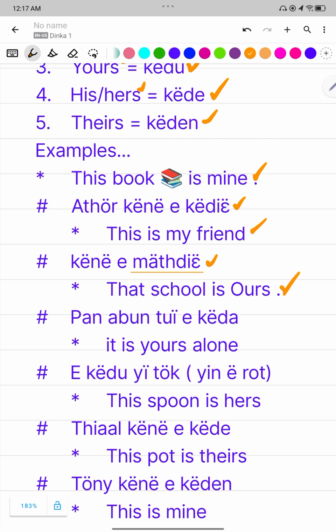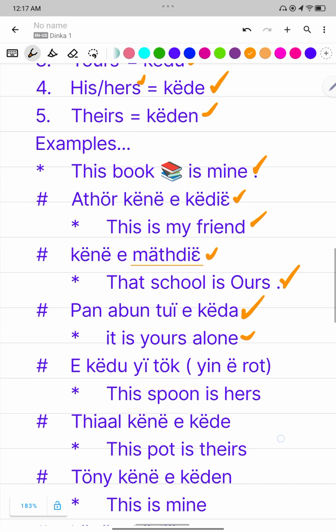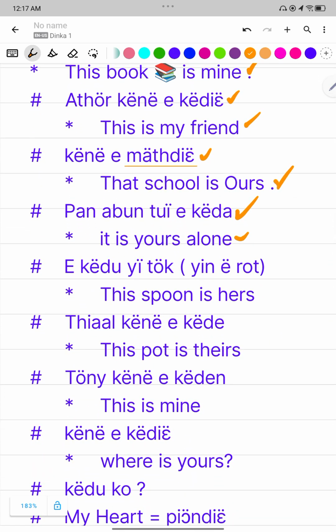That school is ours. In Dinka, panabun tui ikda. It is yours alone. In Dinka, e kudu yitok. Or you can say e kudu yin irot. Yin irot means you alone.